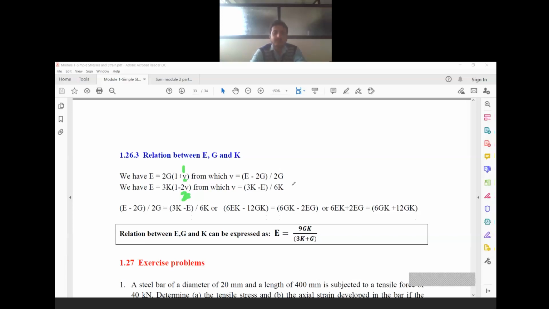So when I cross multiply this, both the things are nu here. I will equate both those equations. When I equate both those equations, I shall simplify the equation for E. So E is equal to what will we get? After simplification, we will arrive at this equation. So E is equal to 9GK divided by 3K plus G. So this is the final equation we are going to arrive at. So try these simplification steps.